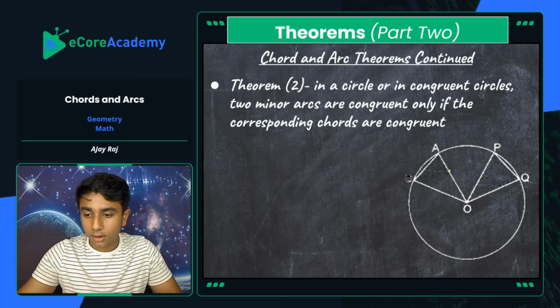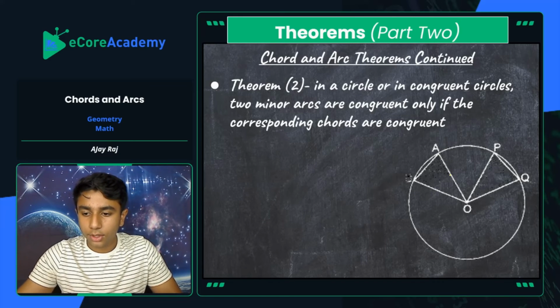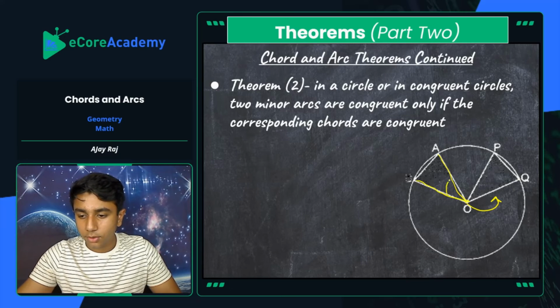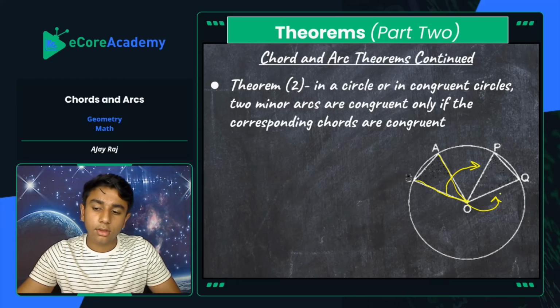Meaning, if you look here, you can see that AO, this line here, is going to correlate with this line here, OQ. And this line here, BO, is going to correlate with this line here, PO. If they have the same exact length, then both arcs are going to be congruent. So QA and PQ will be congruent if that is proved.